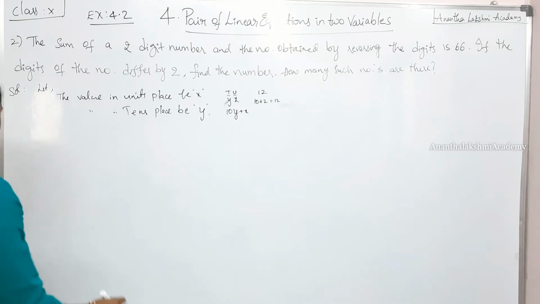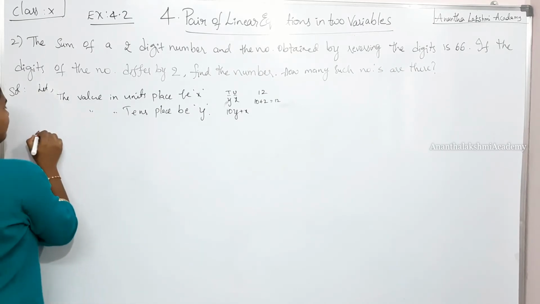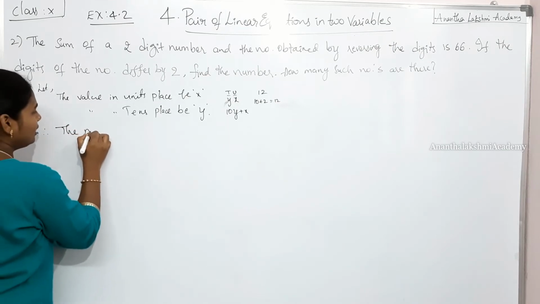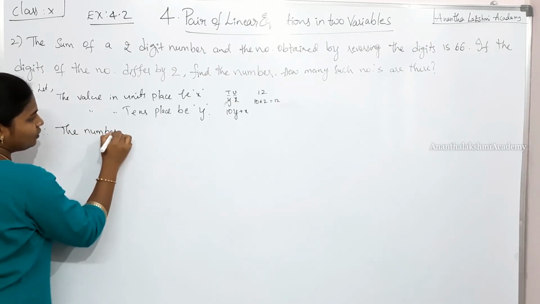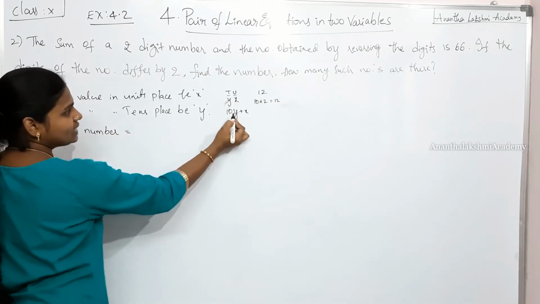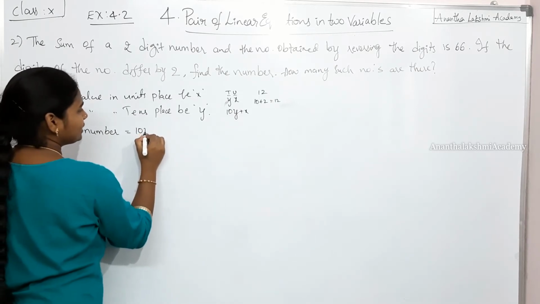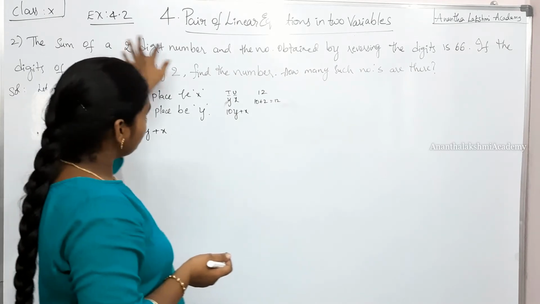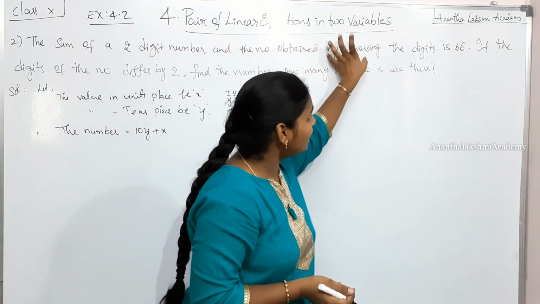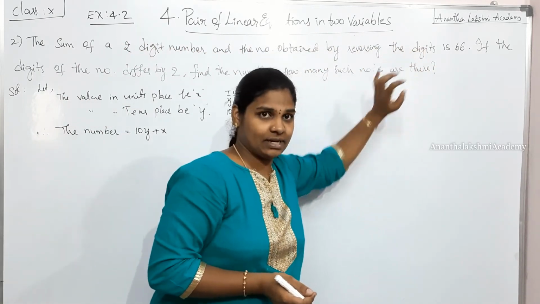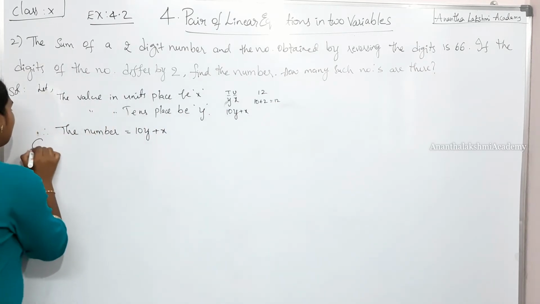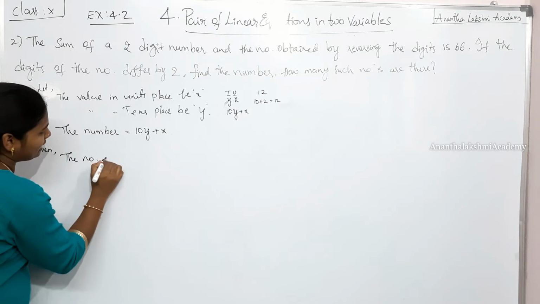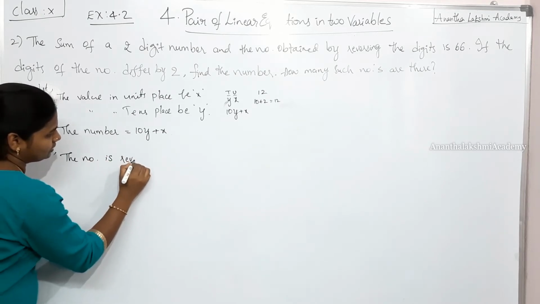Okay. Now, therefore, that implies the number is equal to 10y plus x. But what is given? The sum of a two-digit number and the number obtained by reversing the digits is given. What is given? The number is reversed.